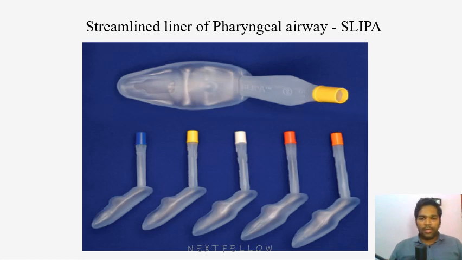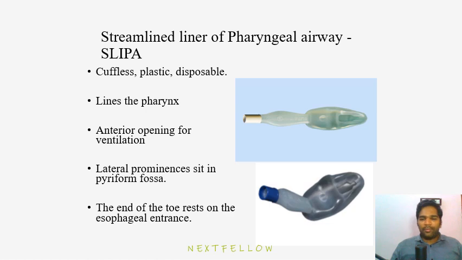So here this is a second generation LMA. It is cuffless, and here you can see an anterior opening. The shape itself is exactly that of the pharynx. That is the concept, so that is how it gives a seal, and it is said to be much better, but I have never used it because I have never seen it. It is a cuffless, plastic, disposable device.